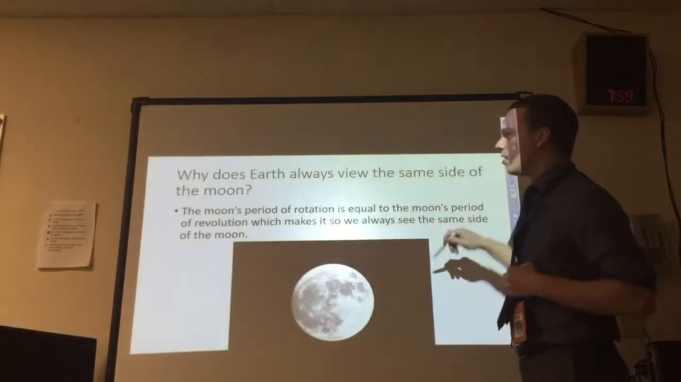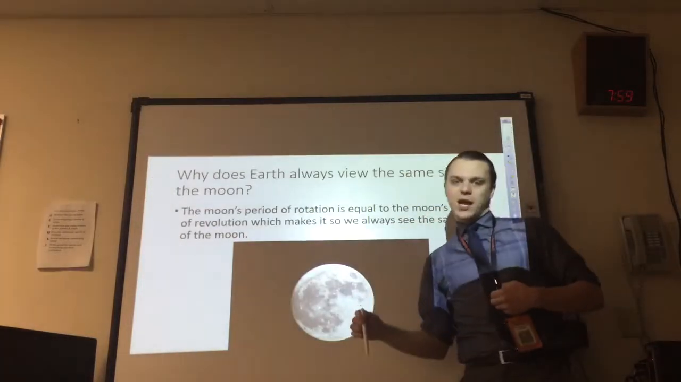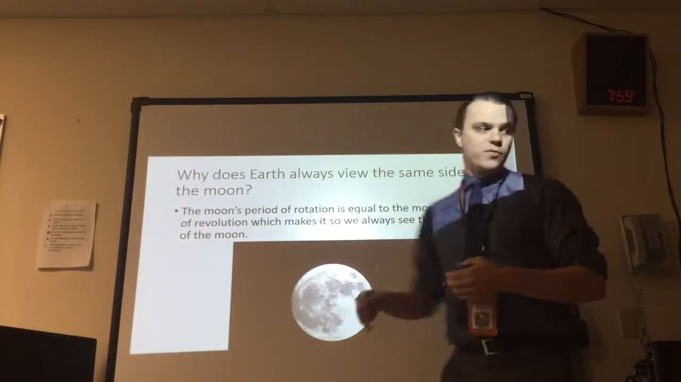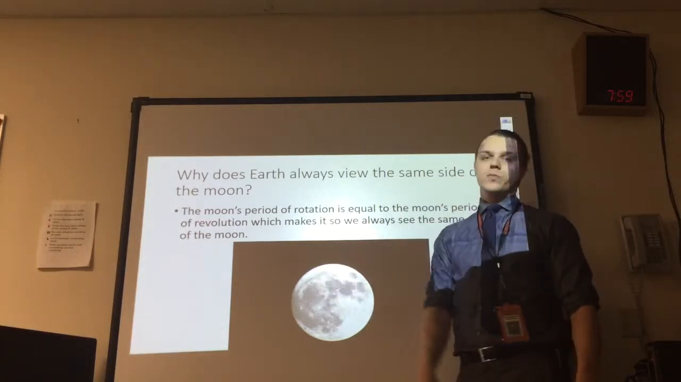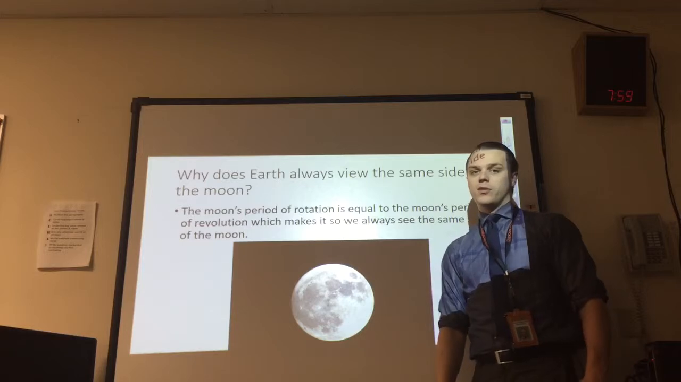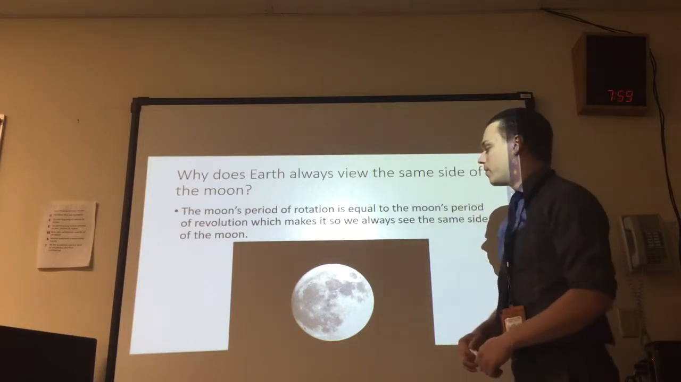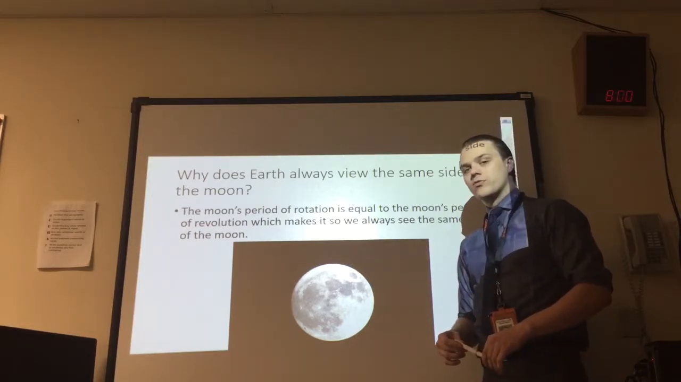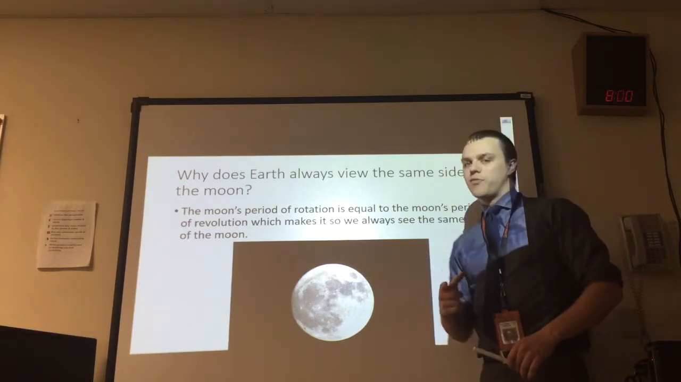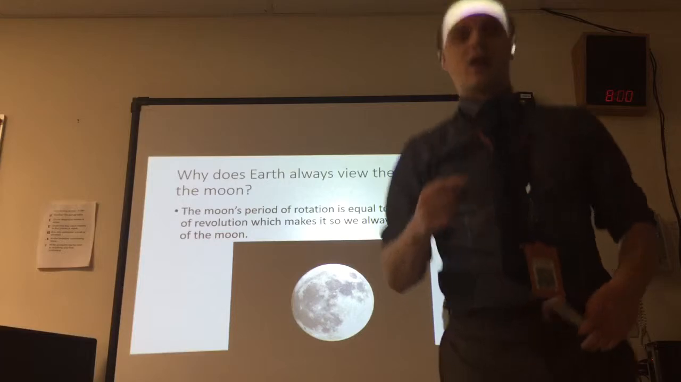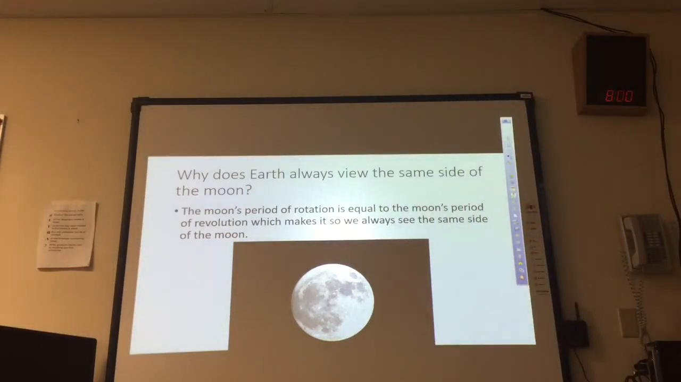All right? Why do we always see the same side of the moon from Earth? It's a beautiful thing. It's just the fact that the moon's rotation equals the moon's period of revolution. If you look in the reference table, it's going to be in there. Moon's rotation equals the moon's revolution. If you know all this stuff for tomorrow, you will be fine for the Regents quiz that you're going to be getting. Okay, thank you.